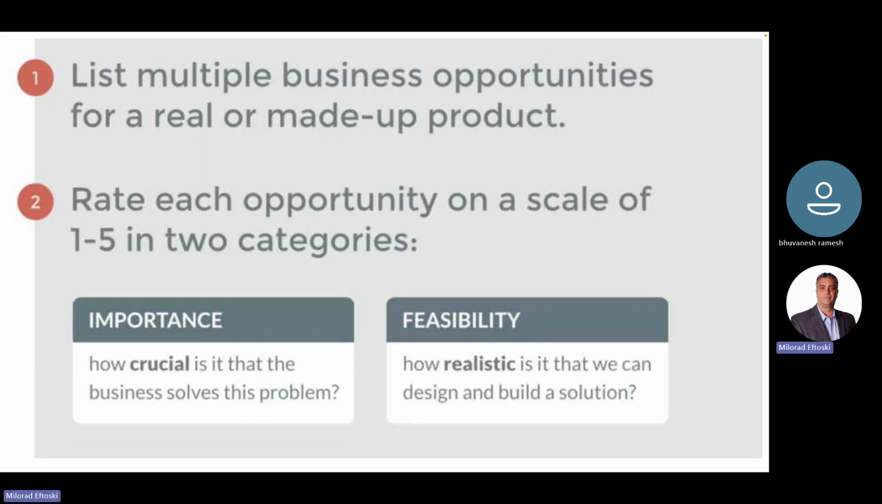This is more like an exercise that you're not going to bother doing, but in case you want to partake in something like this, you can get an idea how this works. List multiple business opportunities for real or made up products. So you can come up with the product and list some opportunities. Rate each opportunity on a scale of 1 to 5 in 2 categories: importance and feasibility. Very similar to that scale that I gave you.